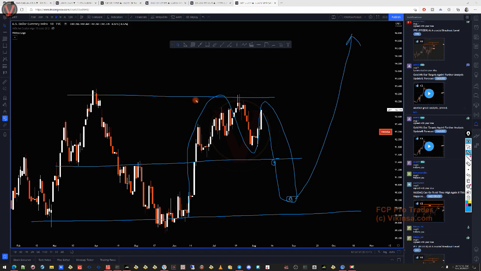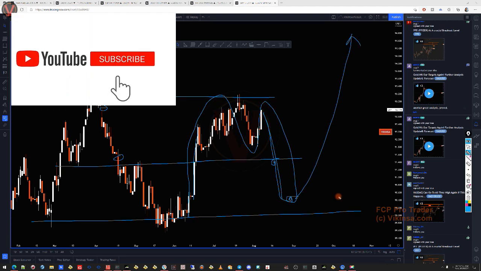So watch out for certain movements on DXY as well, because these gaps are going to get filled at some point in time. This one got filled. There were several here which ultimately got filled by huge momentum to the upside, and this is how a huge momentum to the downside can also come. So this is what we have on DXY.